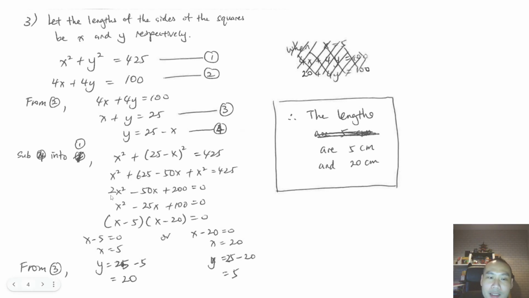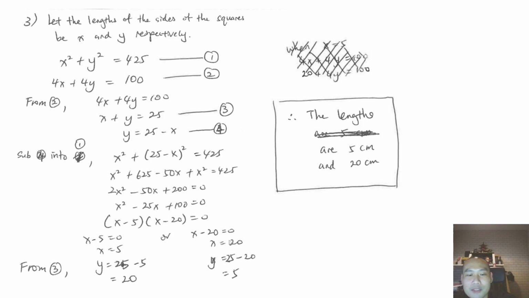Expand, right? And simplify, we will get 2x squared minus 50x plus 200 is 0. Divide everything by 2, so x squared minus 25x plus 100 equals 0, because 0 divided by 2 is still 0. And we can factorize this, okay? So after factorizing, we realize that x minus 5 is 0, so x is 5. Or x minus 20 is 0, that gives us x equals 20, right?